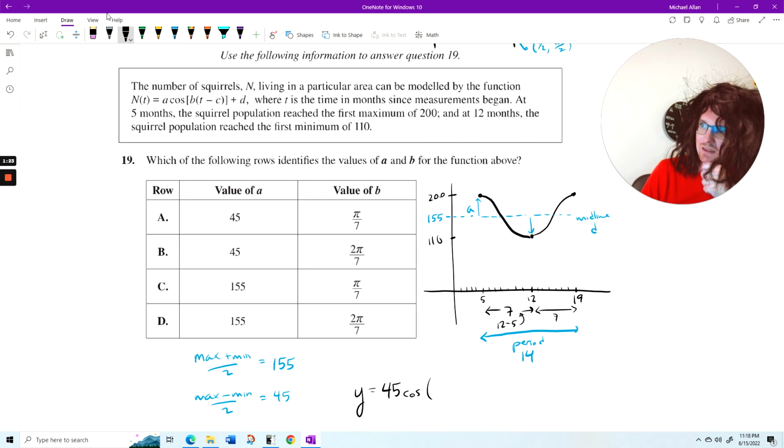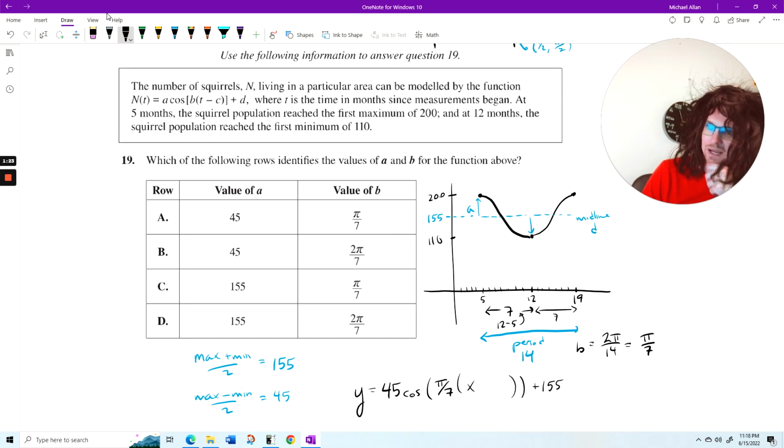Our B value, not my D value, I'll put that in there first. My B value is related to my period, so it's going to be 2 pi divided by my period to get my B value. So I reduce this down again, over 7. So this is going to be pi over 7.